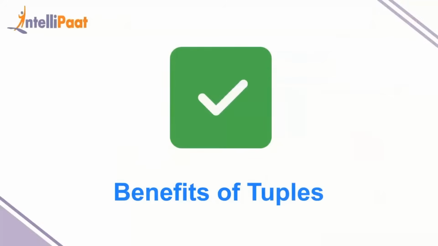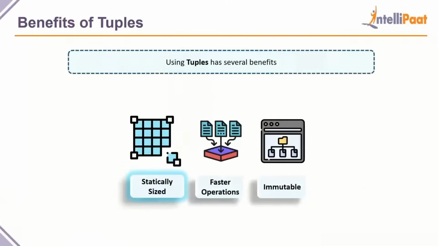Now let's take a look at the benefits of using a tuple. Using a tuple has several benefits. It starts off with being statically sized. So dynamically sized arrays, which are lists in our case, are good, but a particular disadvantage of that is that more size requires more time to allocate. So if your list grows up to be a particular size and then you add more and more data into it, it takes a lot of time.